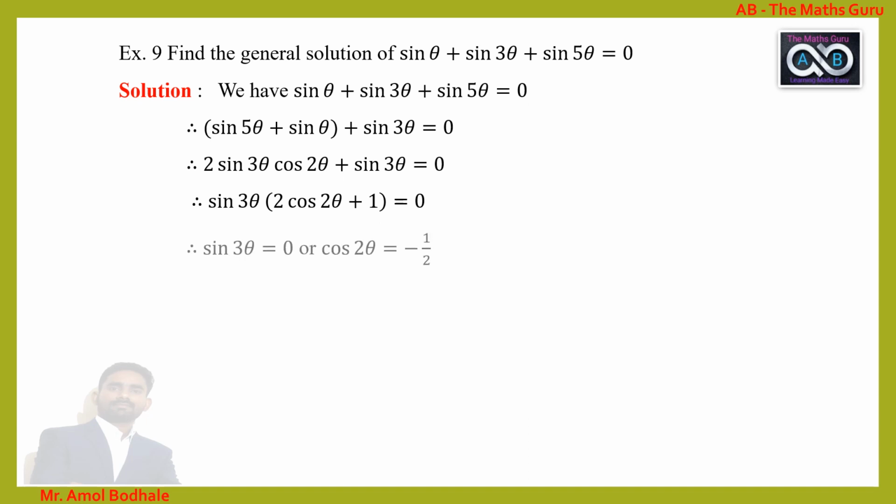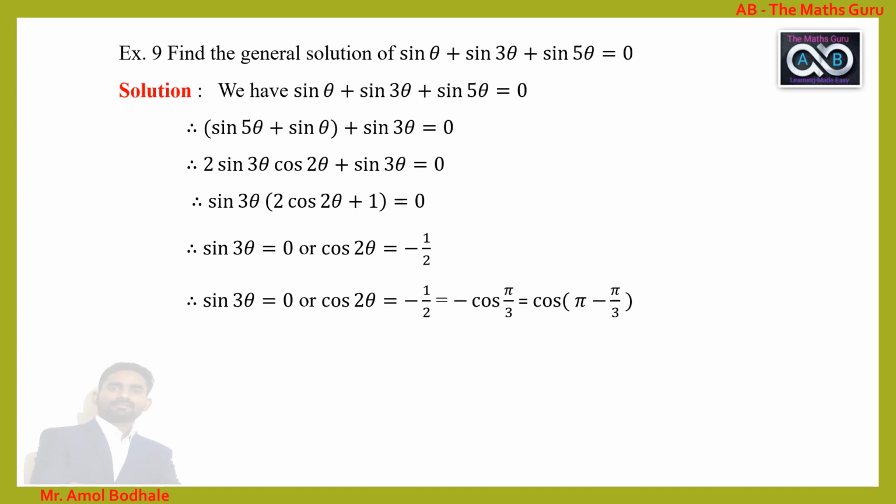So here the product of 2 terms is 0. That means either the first term is 0 or the second term is 0. If we take 2 cos 2 theta plus 1 as 0, we get 2 cos 2 theta equal to minus 1. And if we divide by 2, we get cos 2 theta equal to minus 1 by 2.